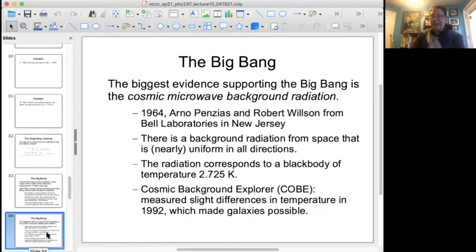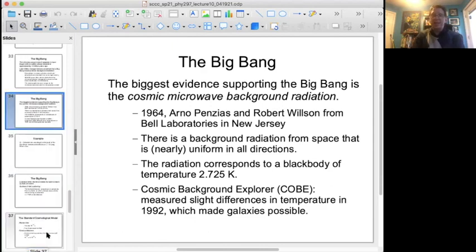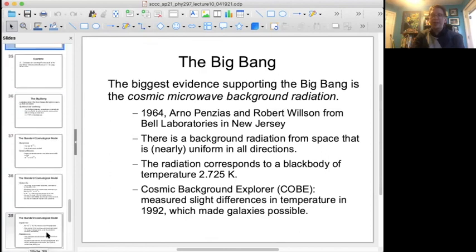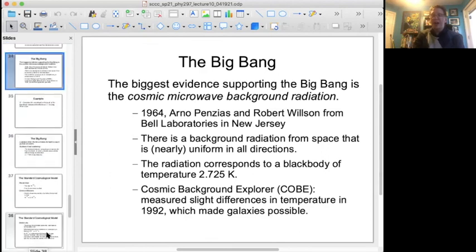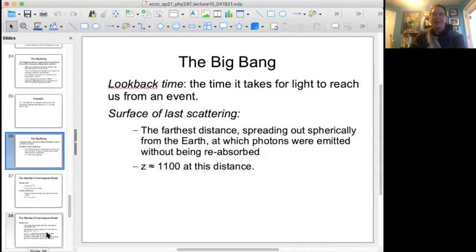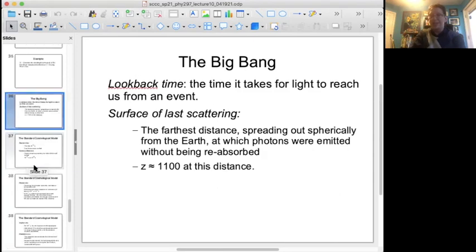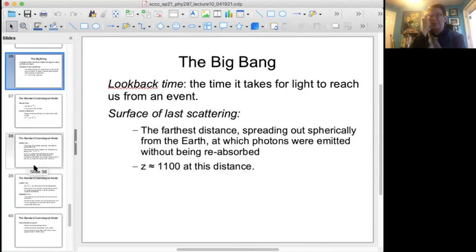And in 1992, a satellite called the Cosmic Background Explorer, COBE, measured slight differences in temperature in the background radiation. And those differences in temperature are necessary because the universe is structured. If the temperature of the background radiation was absolutely uniform, there would be no structure in the universe. So it was important to see that there are rather subtle differences in the background radiation.